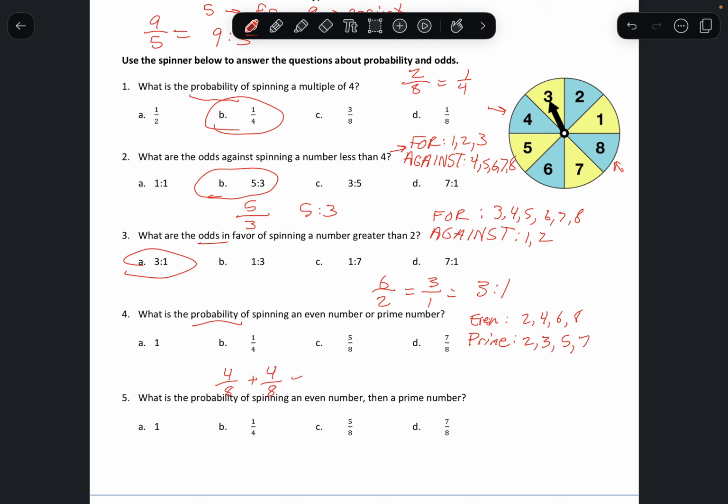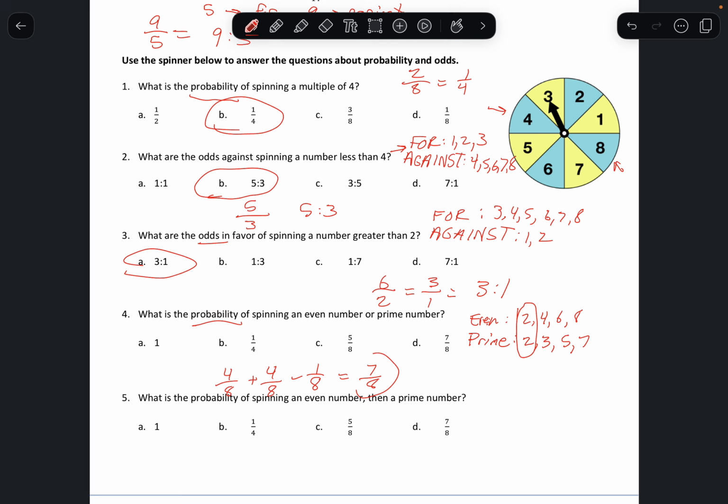But now you get to subtract the ones that are in both lists. So let's look at the ones that are in both lists. 2 is in both lists, and I think that's going to be it. 2 is the only number that shows up twice. So one of the options shows up twice, so 1 out of 8, because I have 1 duplicate there. So 4 out of 8 plus 4 out of 8 would be 8 out of 8, minus 1 out of 8, which would be 7 out of 8.